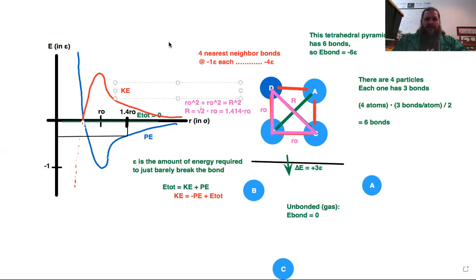Then we would probably call these the second nearest neighbor bonds. And it looks like there's 2 of them, D to C and A to B. So we've got 2 second nearest neighbor bonds. And based on the graph, and again, this is just a very rough approximation, you want to use a more accurate graph than this, it looks like it's about negative 0.2 epsilon.